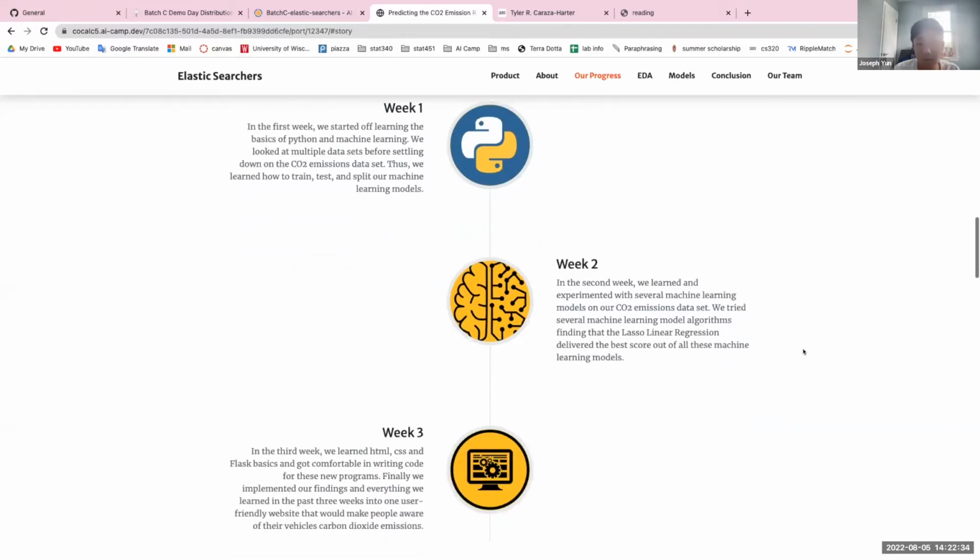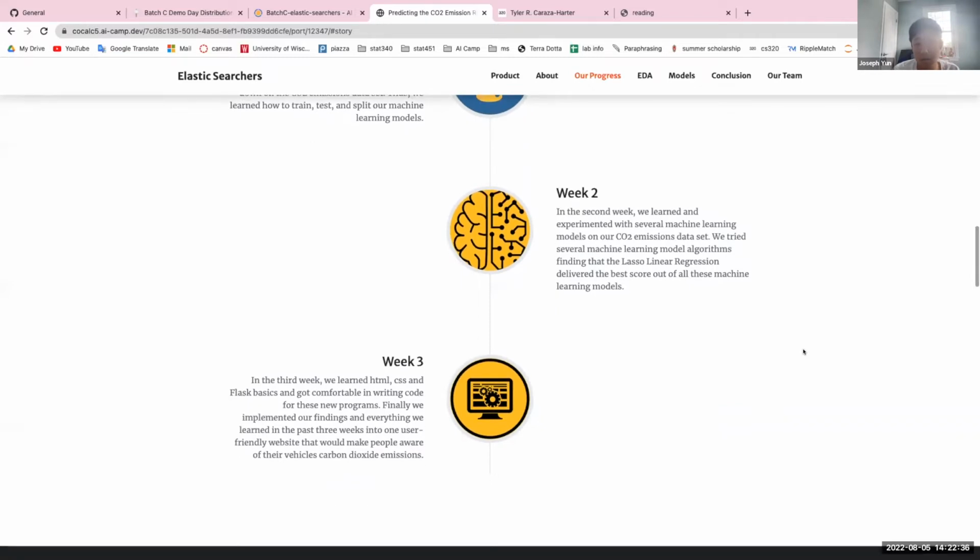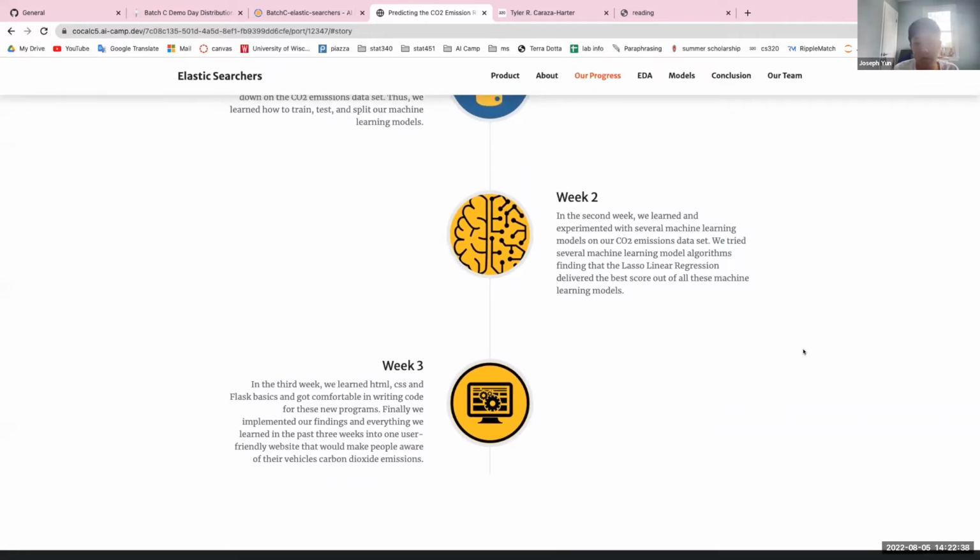In the second week, we learned and experimented with several different machine learning models in our CO2 emissions dataset. We tried several machine learning model algorithms, finding that the lasso linear regression algorithm delivered the best score out of all these machine learning models.